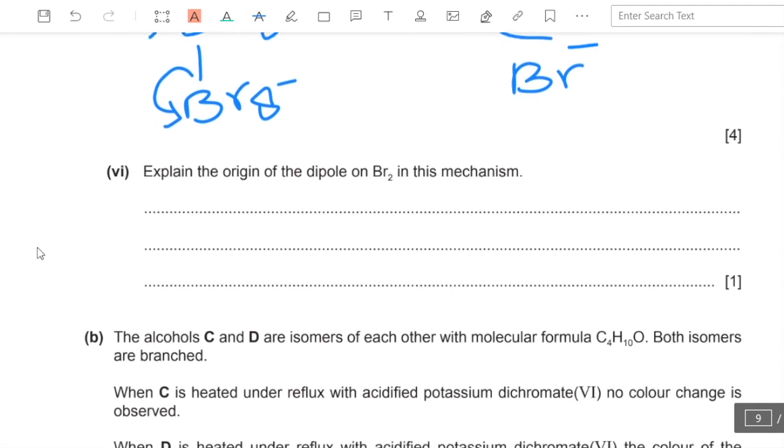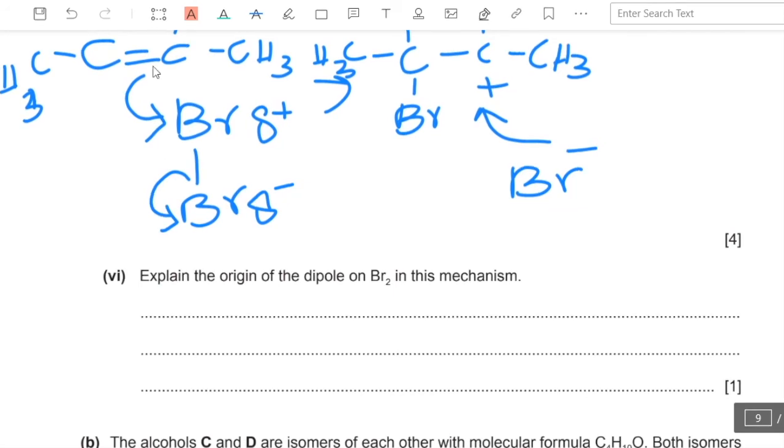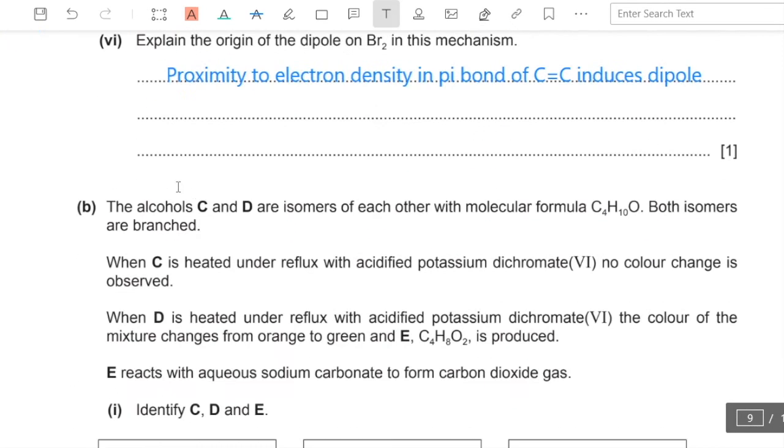6. Explain the origin of the dipole on bromine in this mechanism. So as mentioned earlier, the proximity to high electron density of pi bond between the carbon atoms with double bond causes electrons to be repelled away from bromine, which induces this positive charge.